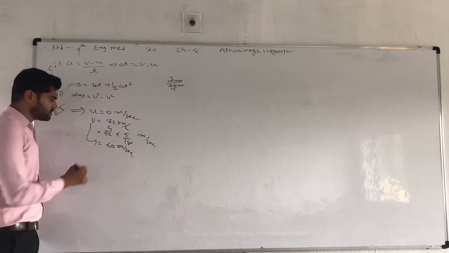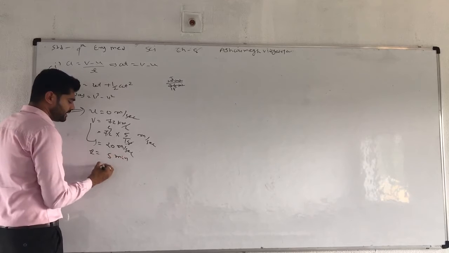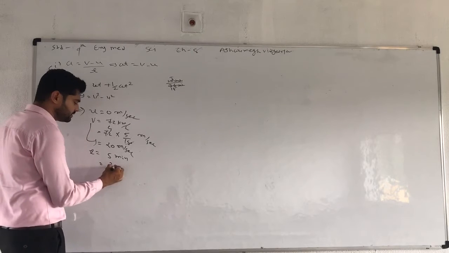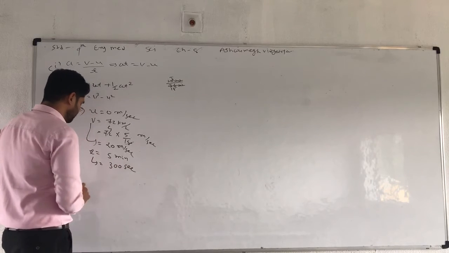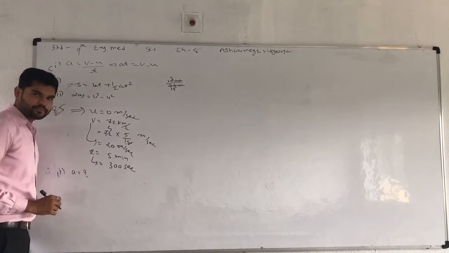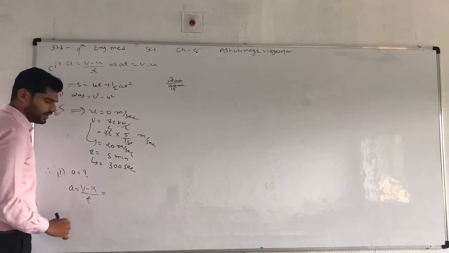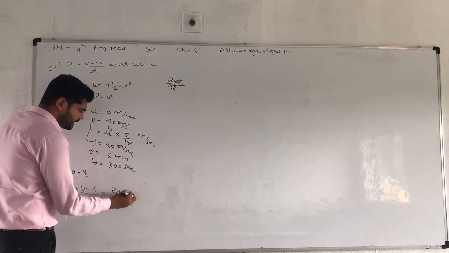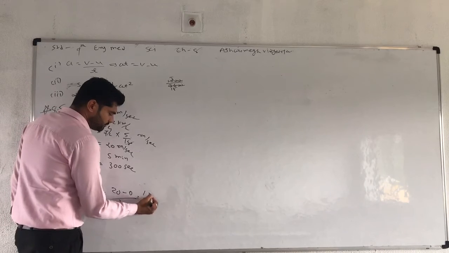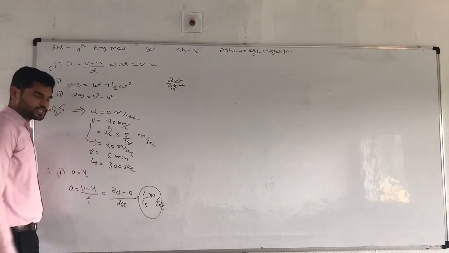Final velocity, initial velocity and time are given. t is equal to 5 minutes. It means how many seconds? Multiply by 60, therefore 300 seconds. First question we have to solve: find the value of a. Using the first equation, a is equal to v minus u divided by t. Therefore the value is 20 minus initial 0 divided by 300. So we get 1/15 meter per second square as the value of a. So the first question is complete.